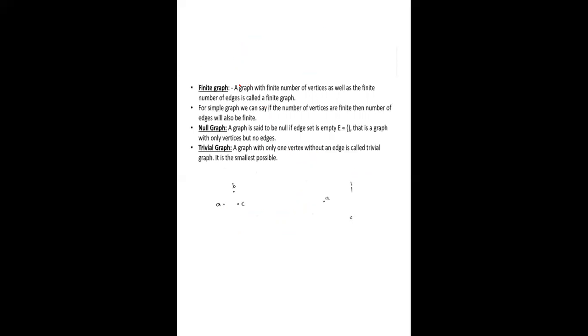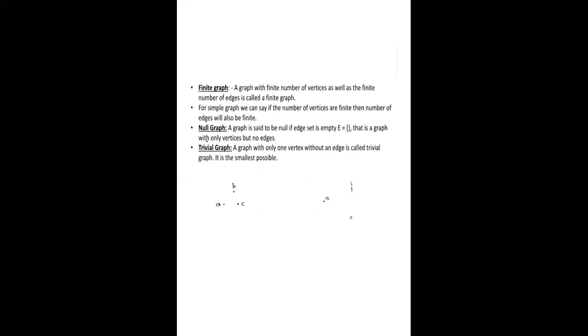Next is finite graph. What is a finite graph? A finite graph means there is a finite number of vertices as well as a finite number of edges, then this is called the finite graph. Means if we count the number of edges and number of vertices in a graph, then it becomes a finite graph. Or if the number of vertices is finite, then we simply say the number of edges must be finite.